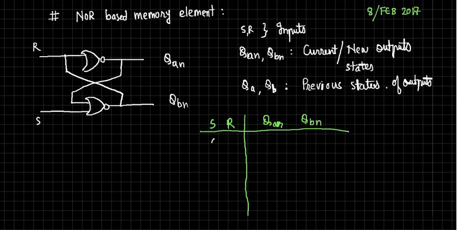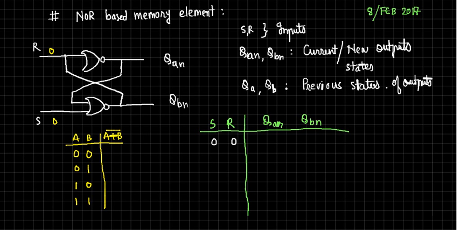When S and R are both 0, 0, see what happens here. Now this is a NOR gate, so let me draw the truth table for that. I am assuming the ideal condition, assuming that there is no gate delay and so on. Let it be two inputs A and B, and this is A OR B, now this is a NOR gate.